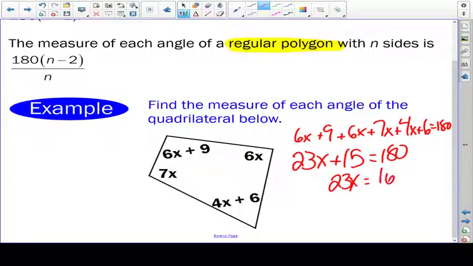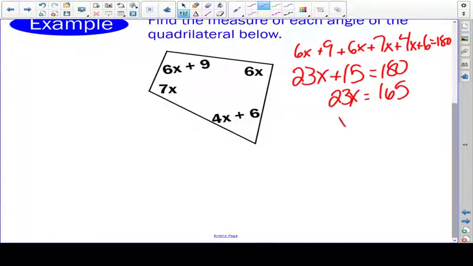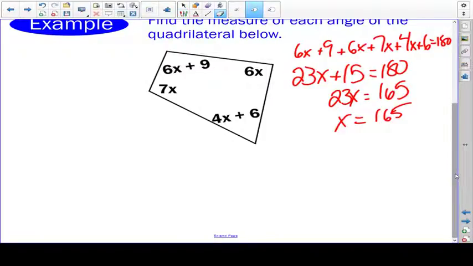23x is equal to 165. I get 165 by subtracting 15 from 180. Figure out what x is. I'm going to take 165 and, oh, my bad. I guess you can't help me. You can't scream this out to me.